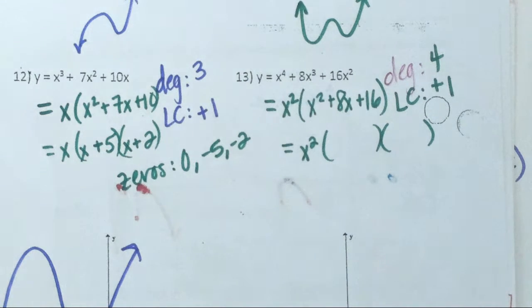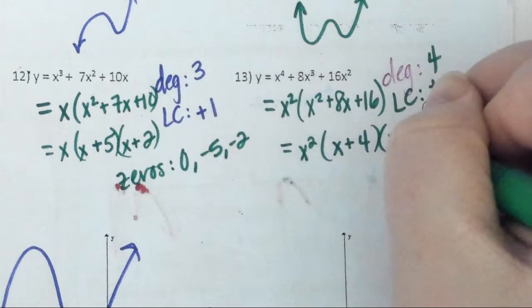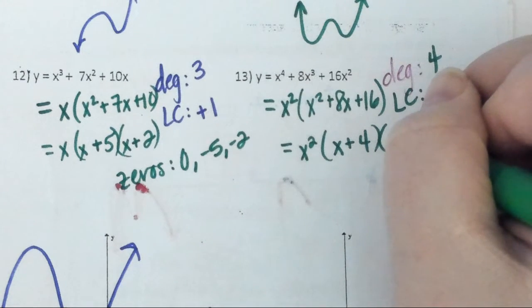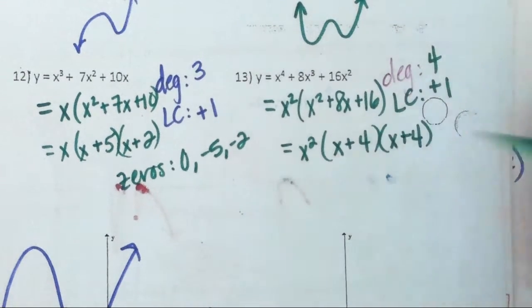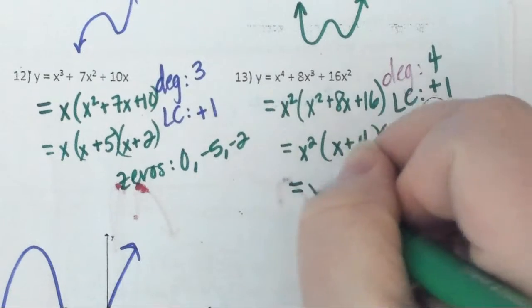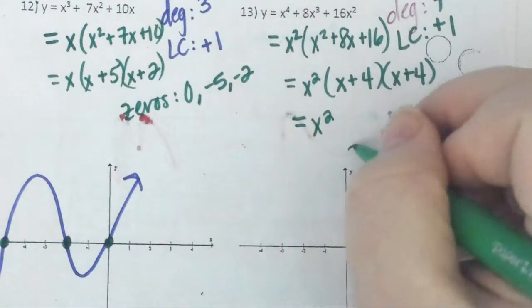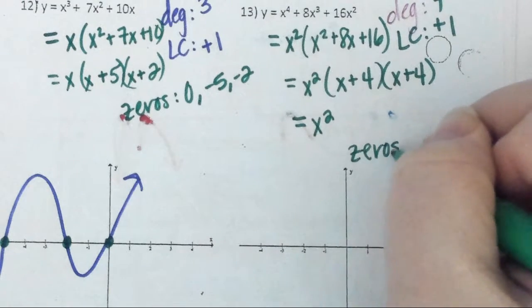Okay, I need to factor x squared plus 8x plus 16. X plus 4, and x plus what? It's both, yeah, because 4 plus 4 is 8 and 4 times 4 is 16. I'm actually going to use one more line before I start saying the zeros, and if you can tell me why, I will give you 2 points.